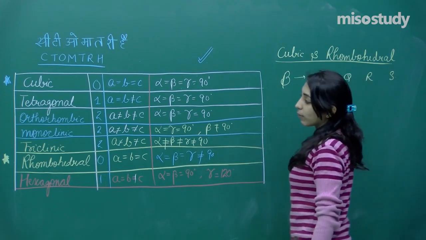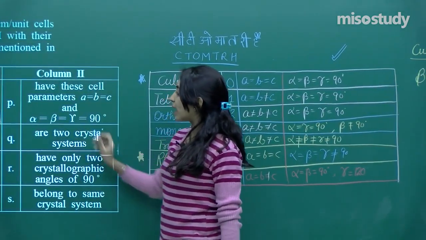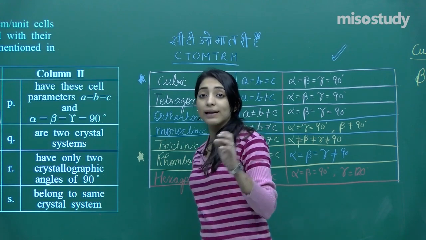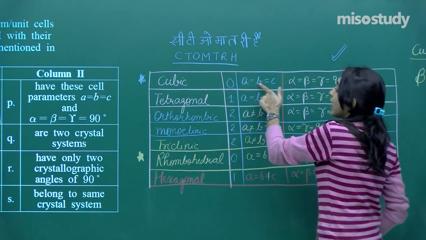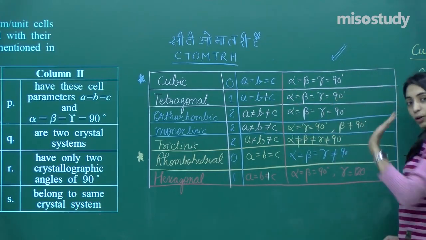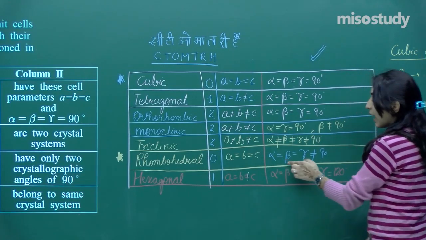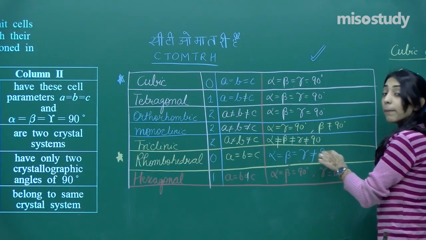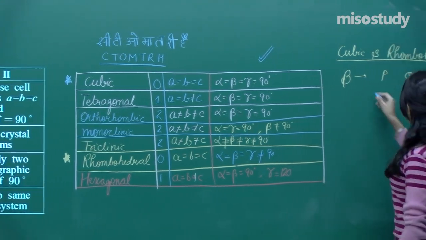Let us start one by one. The very first option says that these have cell parameters A equal to B equal to C and alpha equal to beta equal to gamma equal to 90. Cubic is having A, B, C, alpha, beta, gamma 90. Rhombohedral is having A equal to B equal to C, alpha equal to beta equal to gamma, but not equal to 90. That means they are not same.